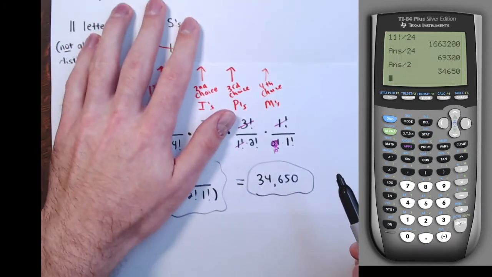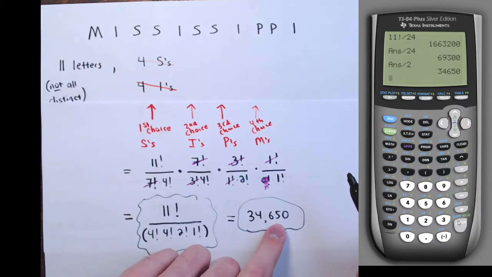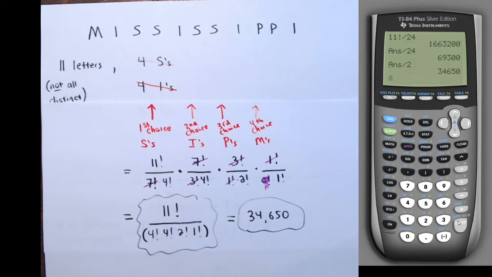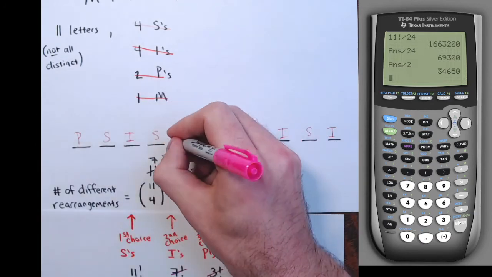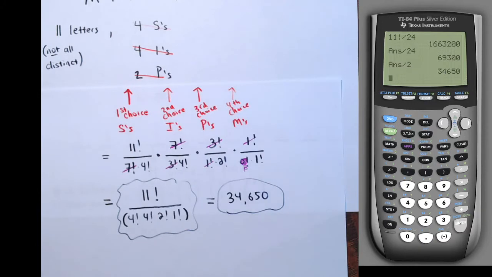So, the letters of Mississippi. There are 34,650 different looking rearrangements of the letters of Mississippi. There's one of them. Here, I didn't put the M in there. Here's another one. And there are 34,650 of these that all look different.